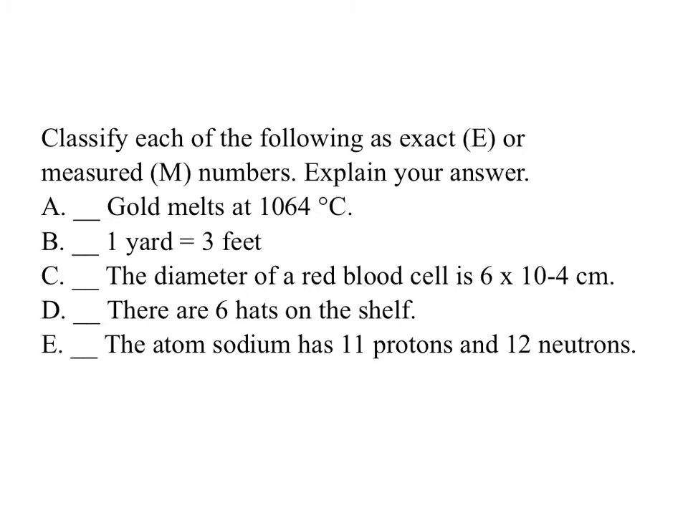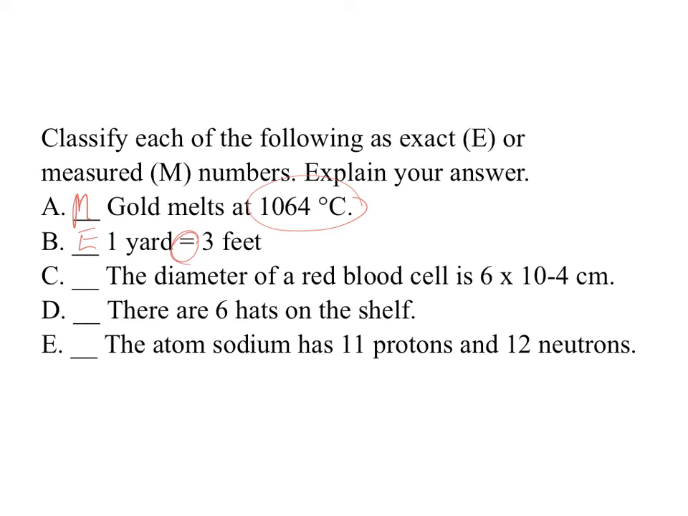All right, let's see how you did at this. Gold melts at 1,064 degrees Celsius. This measurement would have to be obtained through the use of a thermometer. That's right. So that's a measurement. 1 yard equals 3 feet. That's an exact number. That was an equality. Notice the equals sign. They're equal.